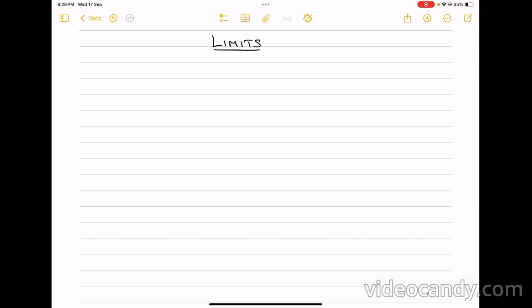Before entering into the calculus, the first topic is limits. What is a limit? The concept of limits is what we should learn first before going to derivatives and integration, everything. So what is a limit? It is an operation.